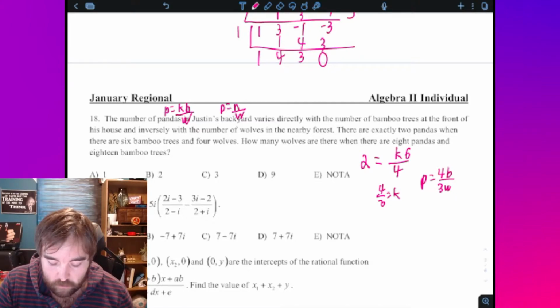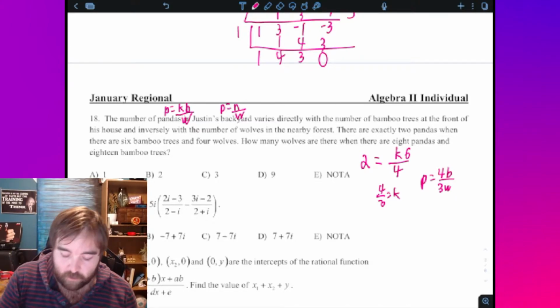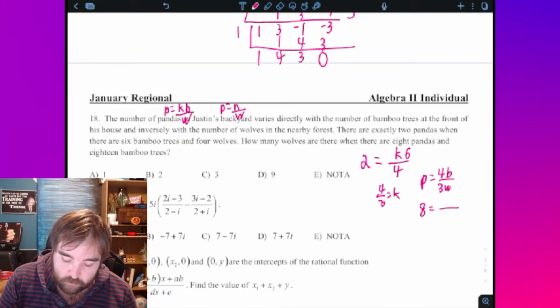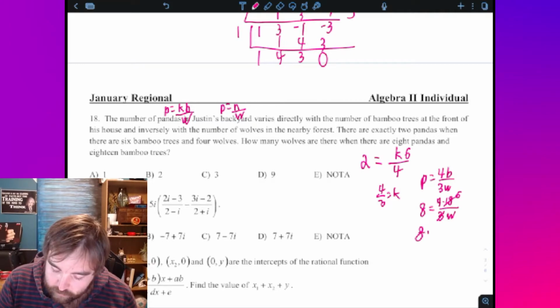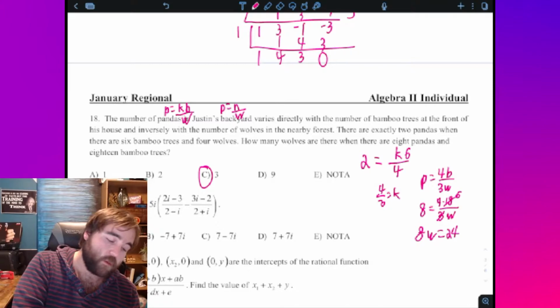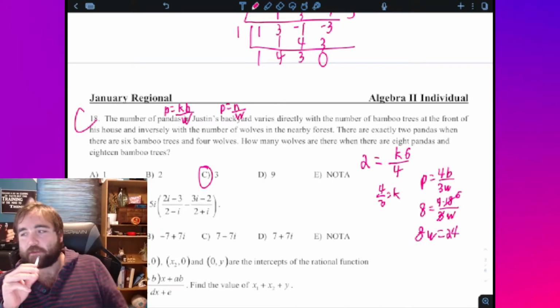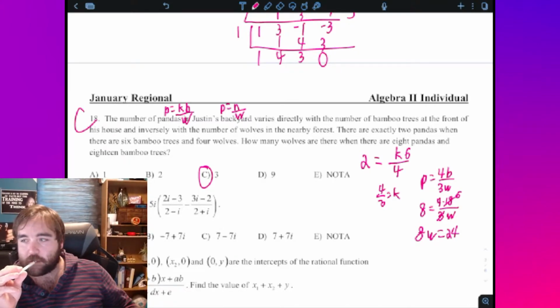plug in 8 pandas and 18 bamboo trees. And then I can solve for W. So 8W is 24. So W is 3. Alright. I'm happy with that answer. I don't feel like I need to check that, really.